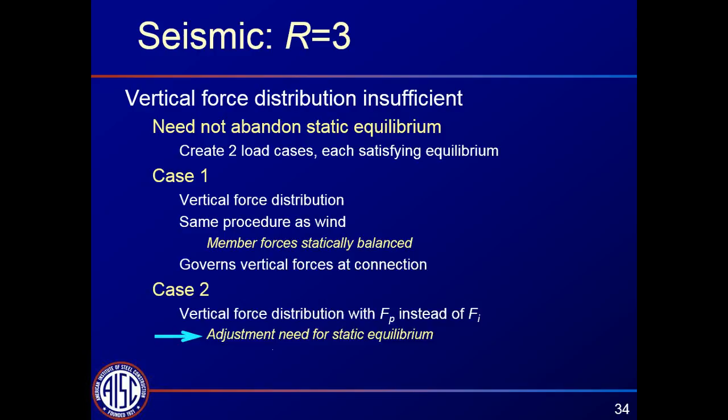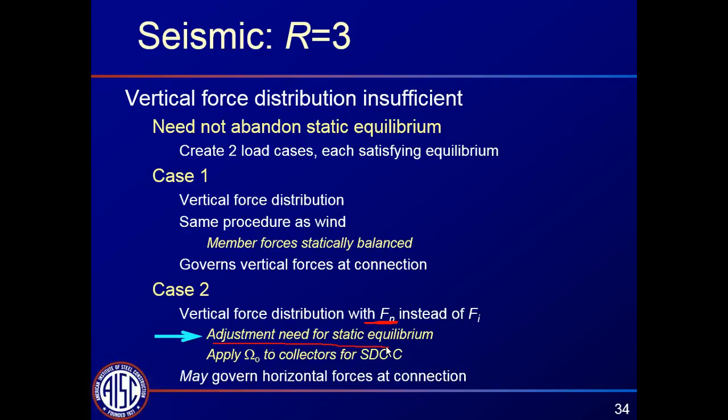Then we're going to create a case 2 and use a statical adjustment in order to have a consistent set of forces. Case 2 is going to look at our F sub P force, but by bumping up the collector force to the F sub P level, we're creating an imbalance from statics, and so we're going to do a statical adjustment to get back into equilibrium. And then as a reminder, when we're in seismic design category C, we need to apply the omega sub O factor. This case 2 may govern the horizontal forces at the connection.